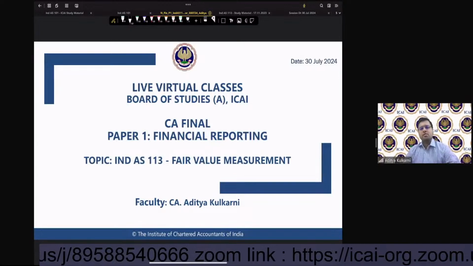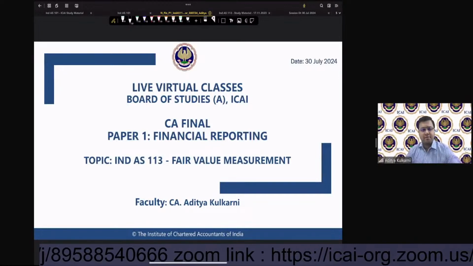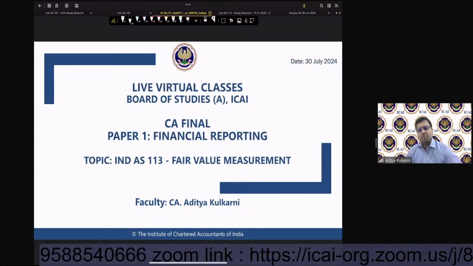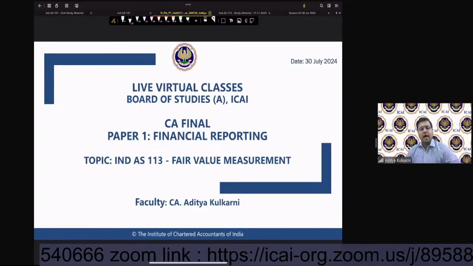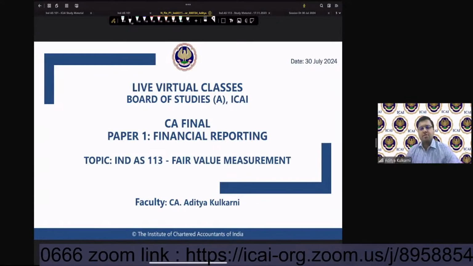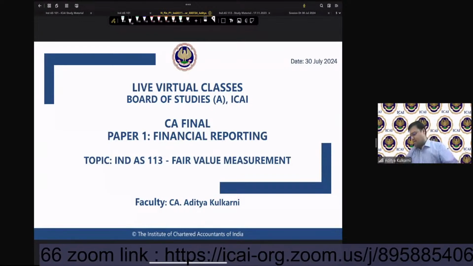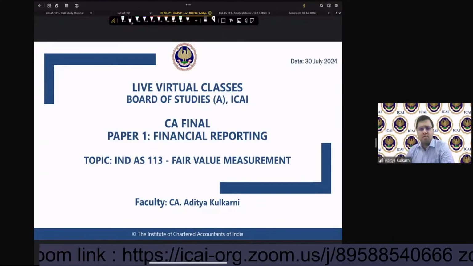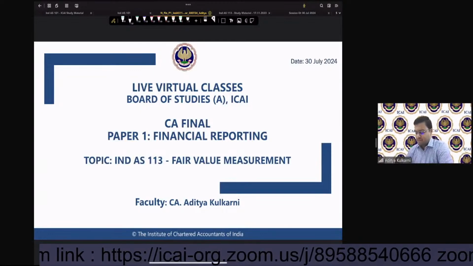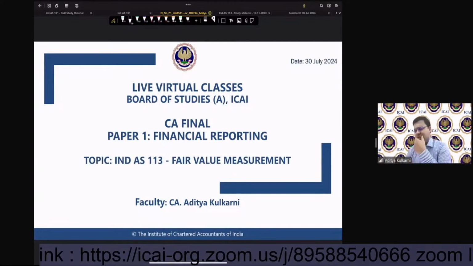Small standards from an exam perspective, fairly easy and scoring, and of medium level importance as compared to the other standards. So in that respect, quite manageable and small standards. Okay. So we start with Ind AS 113.